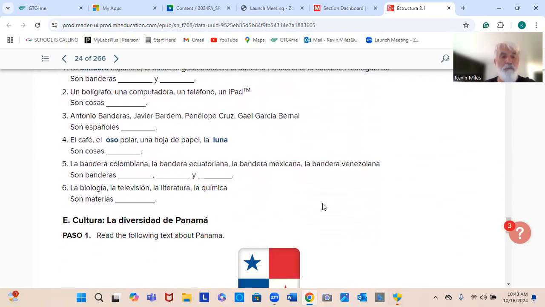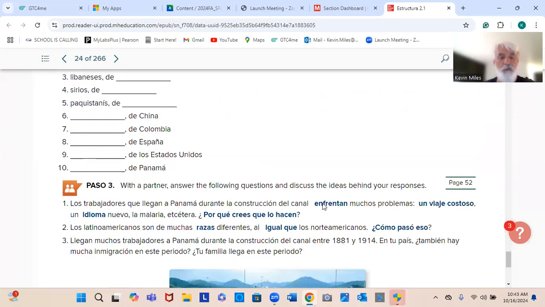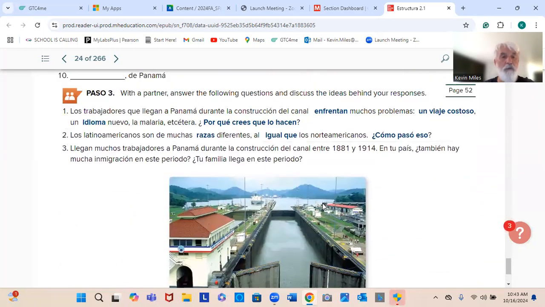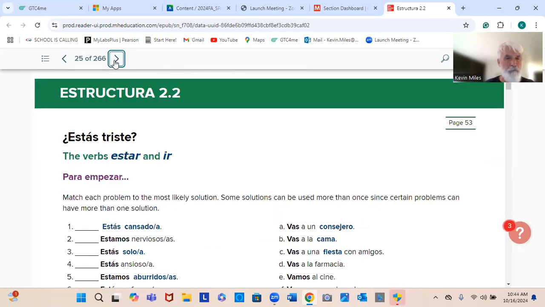Make sure. And there's some exercises and some readings you can do here. I'm not going to go in any detail on these. Now I want to jump to the next area in estructura or grammar.